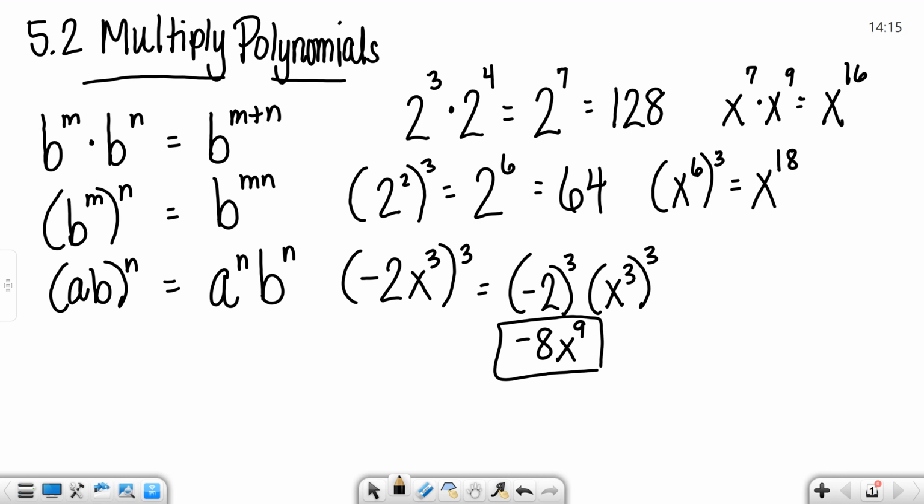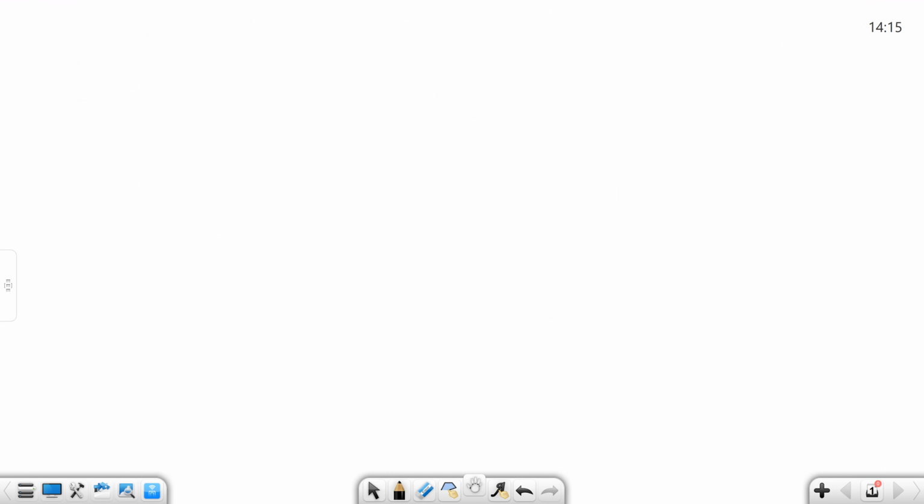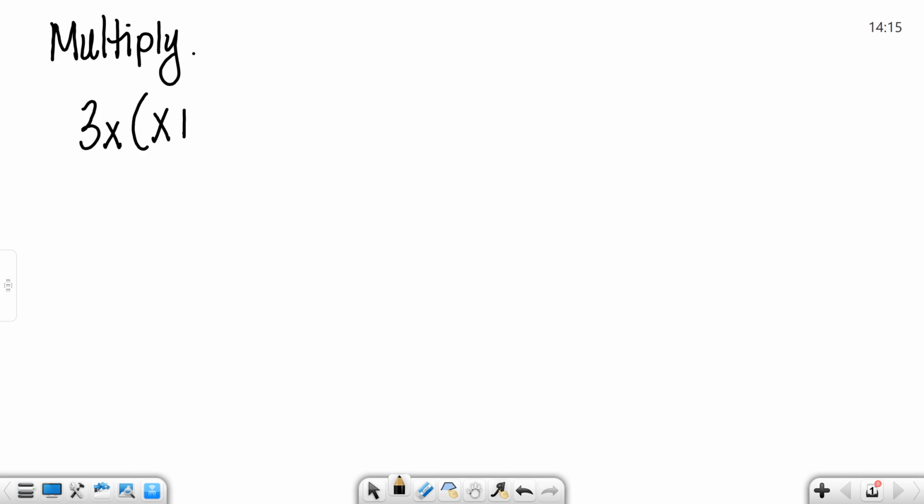So on problems like these, these are going to get bigger, and so we won't just have monomials, we will have binomials, maybe trinomials to multiply. So if you are asked to multiply, and our problem is 3x times x plus 4, we're going to use that distributive property. Hopefully you remember distributive. That means you multiply through the parentheses. So that would give me 3x times x would be 3x squared. We add those exponents. Plus 3x times 4 would be 12x.